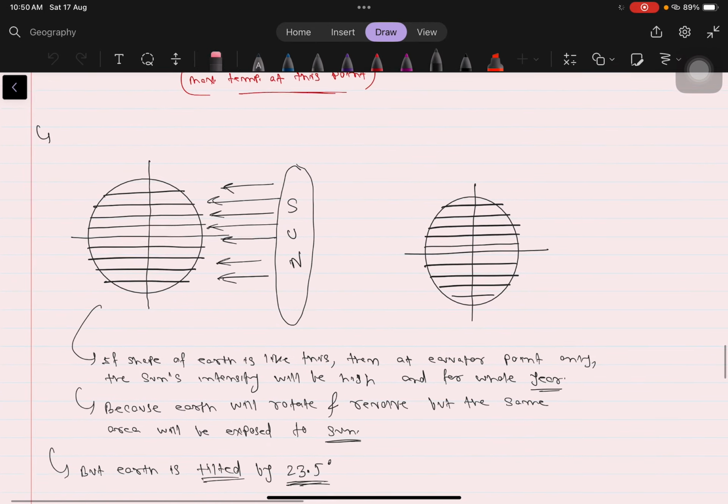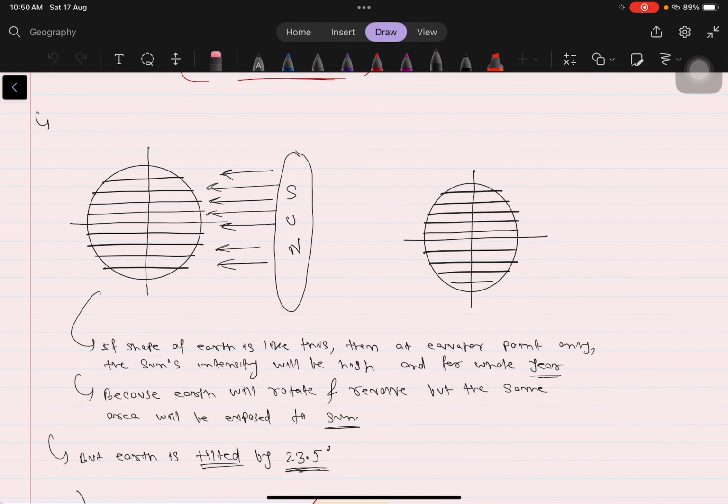Now this is the sun, this is the earth. If the earth is located like this, then only the equator point faces the sun. If the shape of the earth is like this, then whether the earth rotates or revolves around the sun, no matter, the intensity of sunlight will fall maximum at the equator and minimum at the poles, and it will always be so as the earth rotates like this.